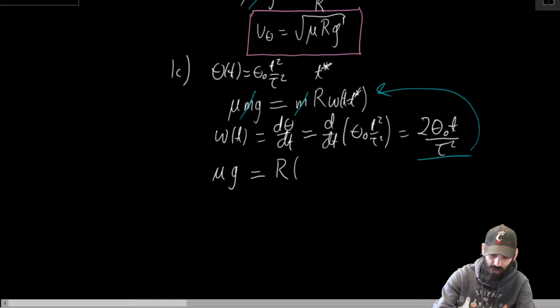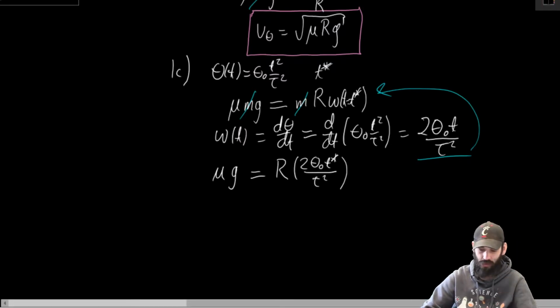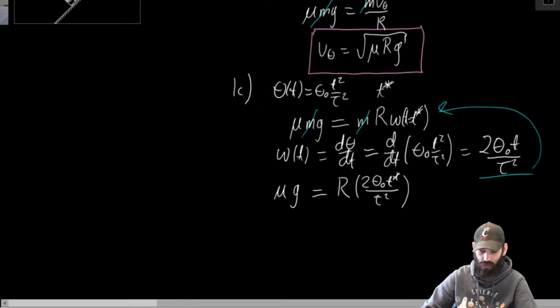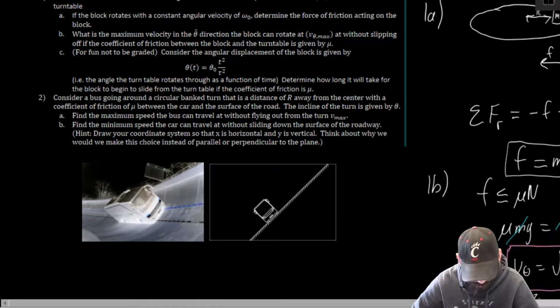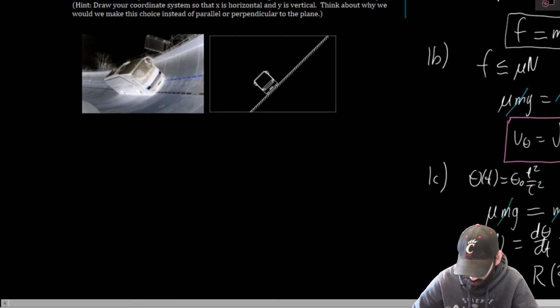And so this is going to be 2 theta 0 t star divided by tau squared. Now, all we want to do is solve for t star. I think that's what I wanted to find here: determine how long it's going to take.